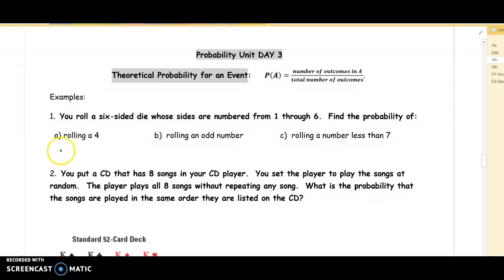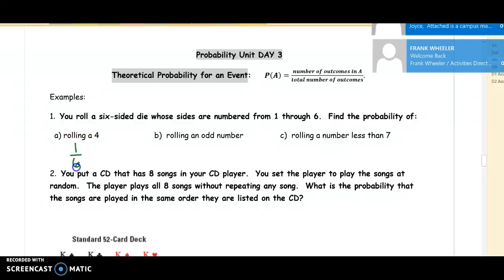What is the probability of rolling a 4? What would be the probability of rolling a 4? 1 out of 6. There's one way to roll a 4. There are 6 possible things that you could roll on the die.